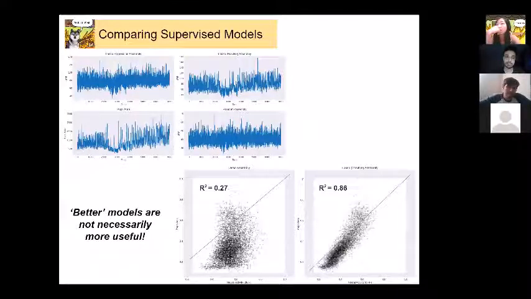And you can see just by looking at these plots on the top left that indeed the lasso positive assembly seems to correlate better with the pupil area than the lasso regression. So that told us that just because a model is better or predicts something better doesn't necessarily mean it's more useful, depending on the research question we want to ask.